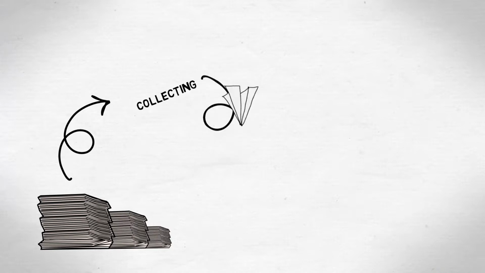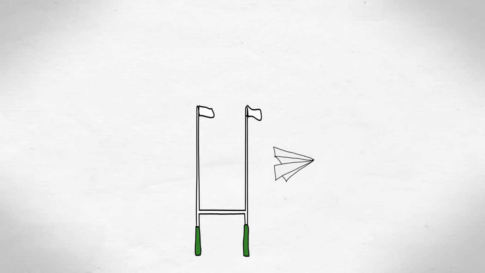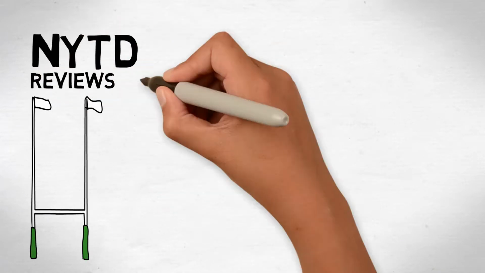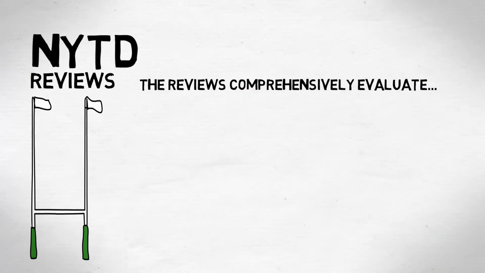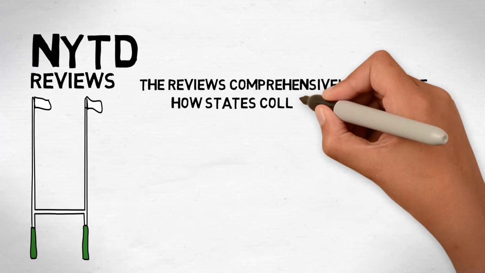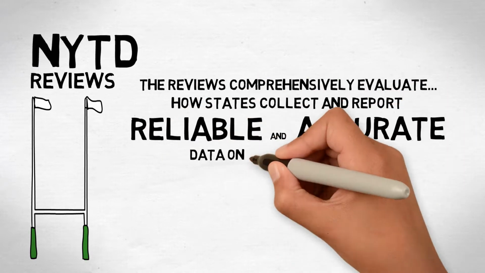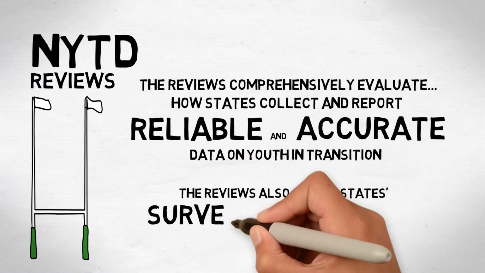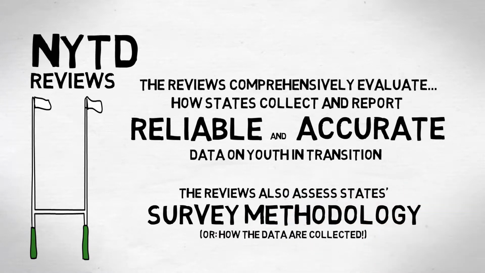heard. To make sure states are capable of collecting, analyzing, and using NYTD data, the Children's Bureau created the NYTD Reviews. The purpose of the reviews is to comprehensively evaluate states' policies and practices related to collecting and reporting reliable and accurate data on youth in transition. The reviews also assess states' survey methodology, or how the data are collected.